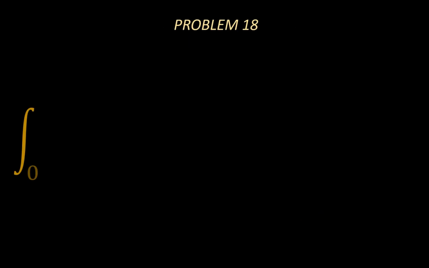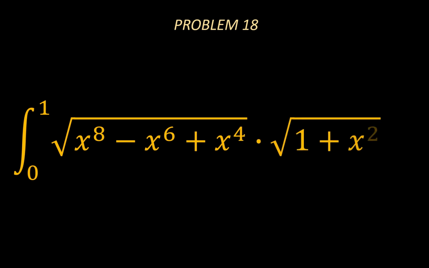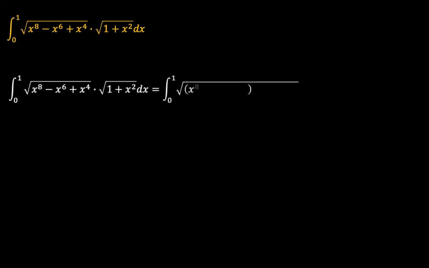So problem 18 is the definite integral from x equals 0 to x equals 1 of the square root of x to the power 8 minus x to the power 6 plus x to the power 4, multiplied by the square root of 1 plus x squared. Problem is interesting. My simpler version of the solution is, first, I would like to combine those square root signs so that we have one big square root sign. So I would just multiply x to the power 8 minus x to the power 6 plus x to the power 4 and 1 plus x squared under the square root sign.